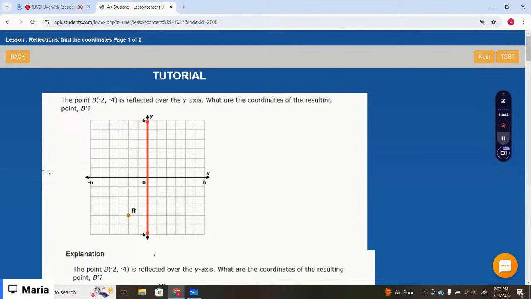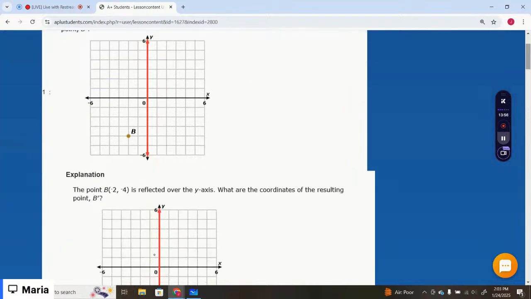The point B, -2, -4 is reflected over the y-axis. What are the coordinates of the resulting B dash? So here is the point B. Point B is reflected over the y-axis. So just look at this red line. That is red so that you can see that is the y-axis, right?